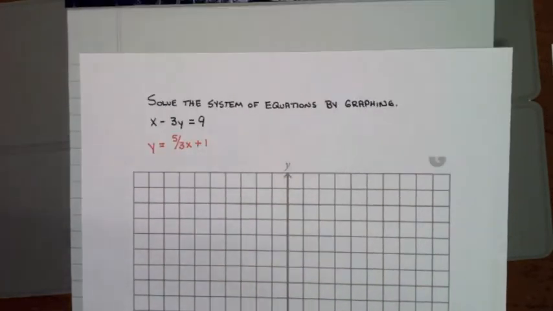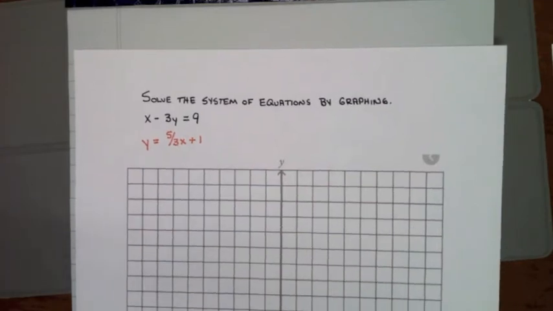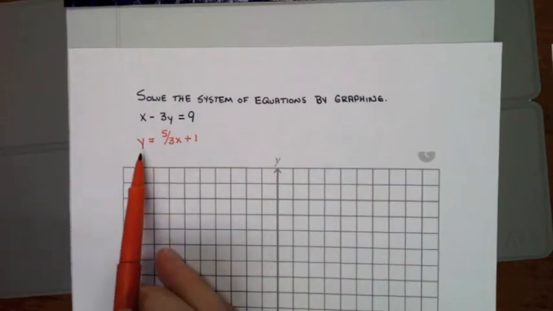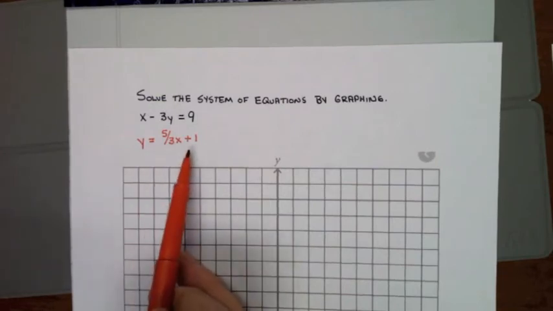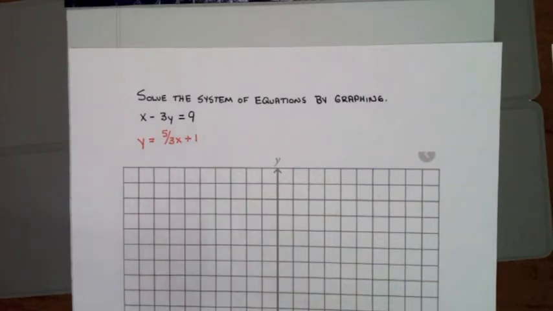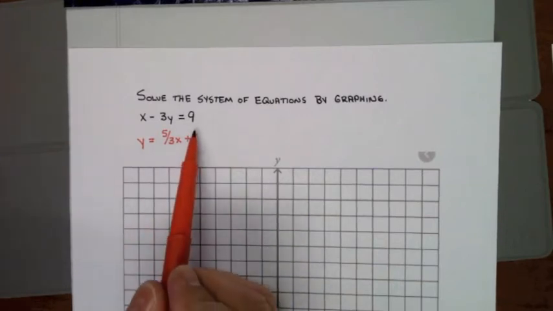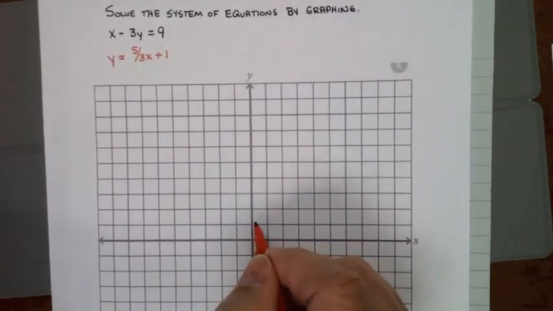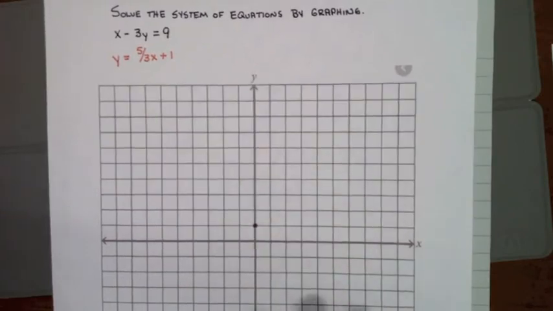I'm going to solve this system of equations by using graphing. I'm going to start with the red one first. I look at this red linear equation and see what form it's in, and I can tell it is in slope-intercept form. The way you graph something in slope-intercept form is you graph the y-intercept first, and that's what we're going to do. We're going to graph the y-intercept, which is positive 1.